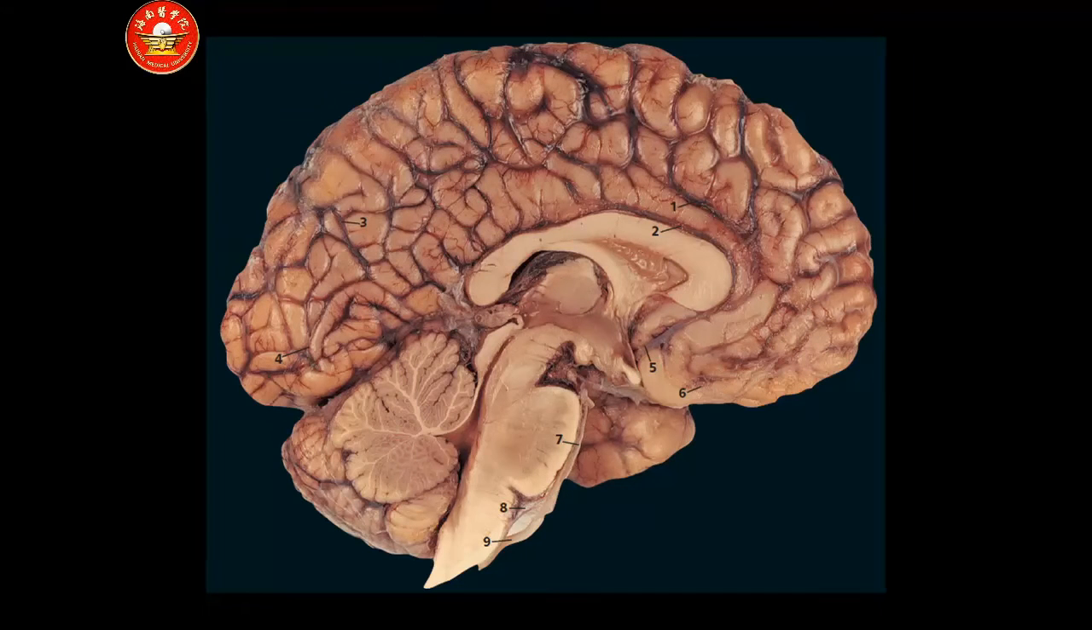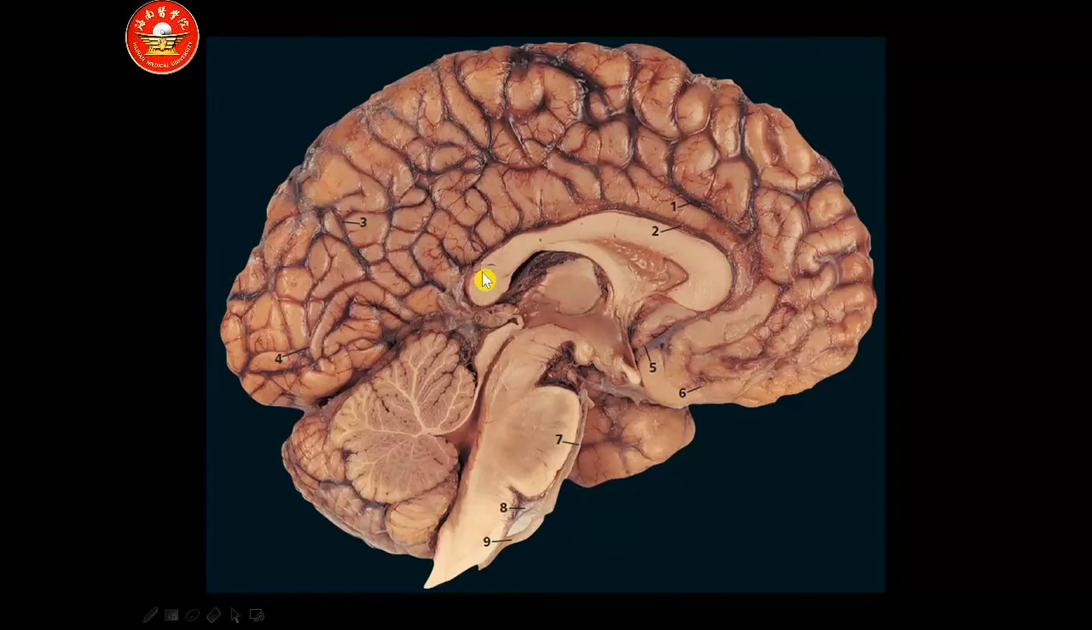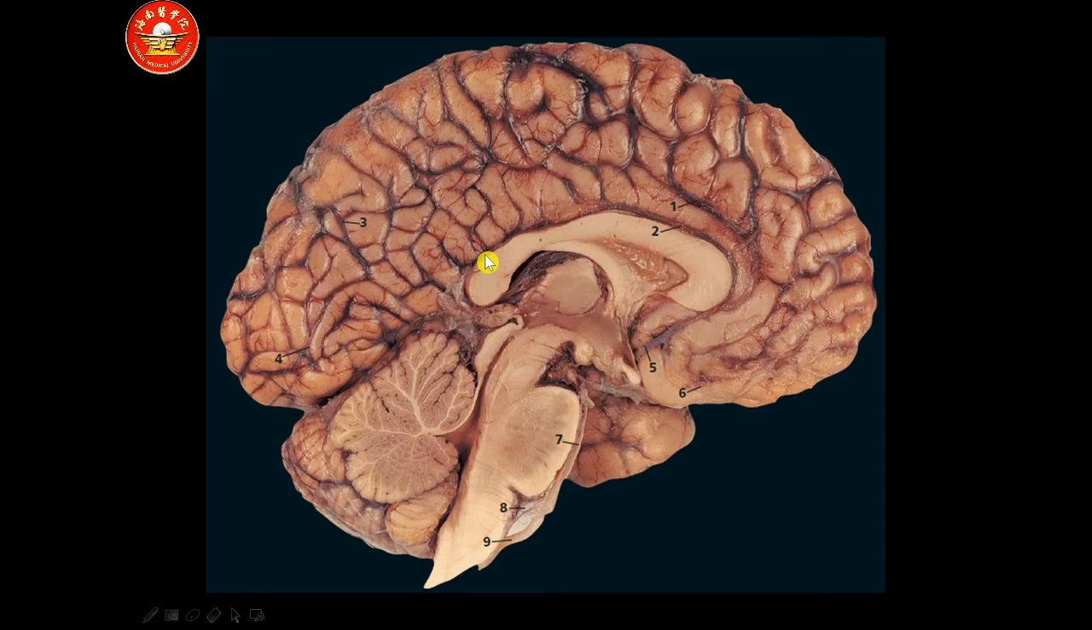We're looking at the median sagittal section of the brain, the left half of the brain. From the right side we are looking at it with the arachnoid matter and the blood vessels intact. Number 1 here is the callosomarginal artery. Number 2, we got the pericallosal artery. Number 3, calcarine artery. Number 4, posterior inferior cerebellar artery.